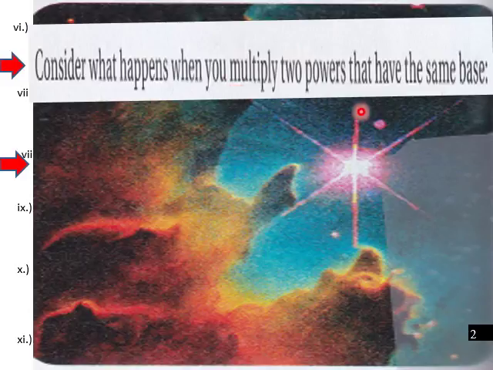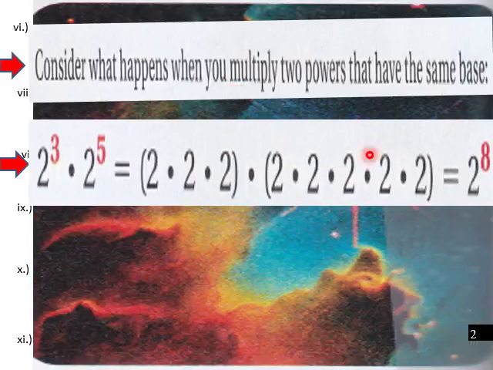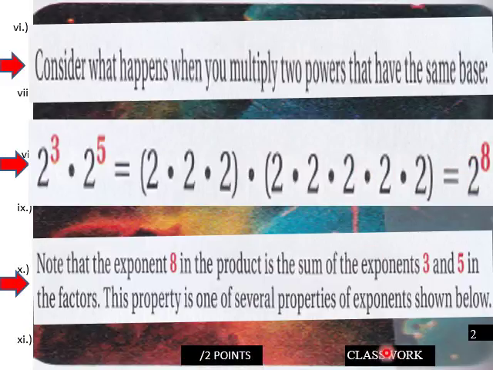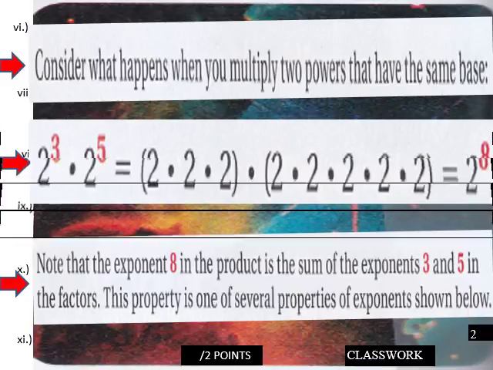Consider what happens when you multiply two powers that have the same base. So 2 to the third times 2 to the fifth equals 2 to the eighth. What do we do here? We're adding exponents. Note that the exponent 8 in the product is the sum of the exponents 3 and 5. So you're adding exponents here. This is class worksheet number 2.